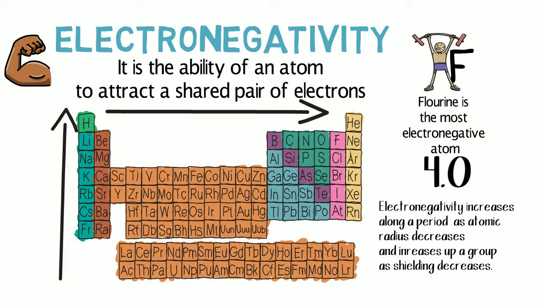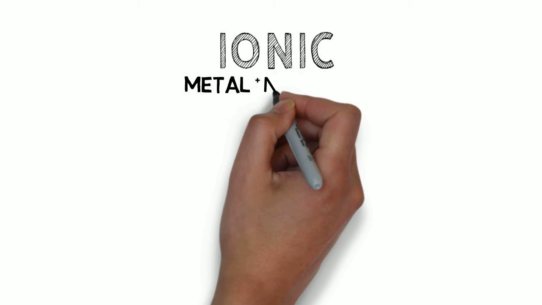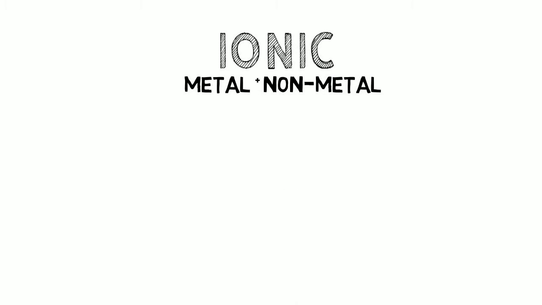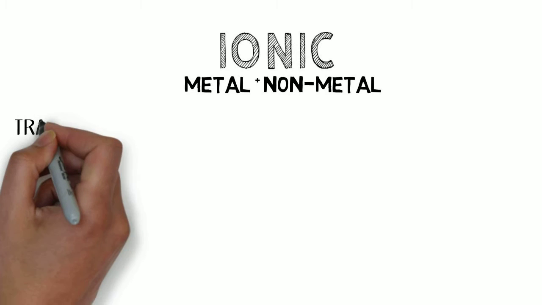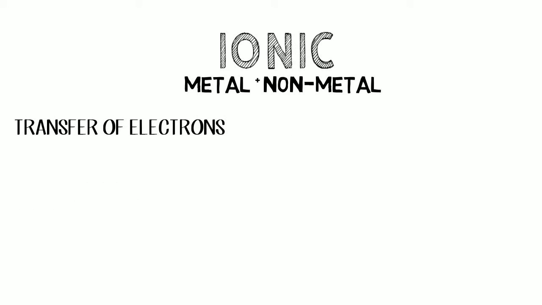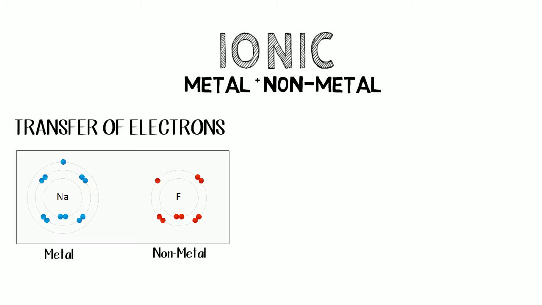Now we're going to start discussing the first type of bonding, which is the ionic bond. The ionic bond usually involves the bonding between a metal and a non-metal. It involves a transfer of electrons. So in an ionic bond, electrons are lost and gained.